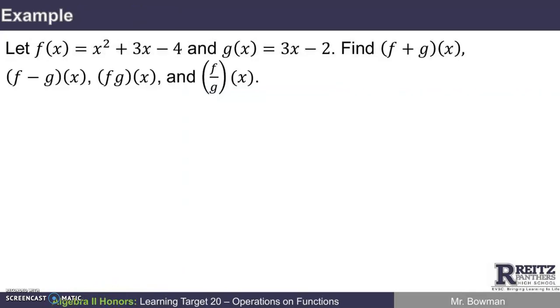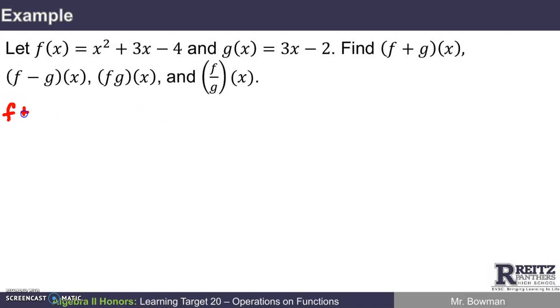So let's show you an example of what you're going to be asked to do with this concept. Here are two functions. F of x is x squared plus 3x minus 4. G of x is 3x minus 2. Let's find the functions f plus g of x, f minus g of x, f times g of x, and f divided by g of x. We'll do them one at a time.